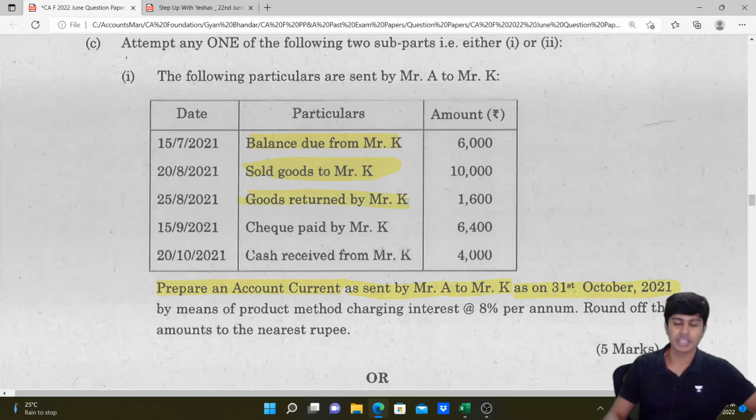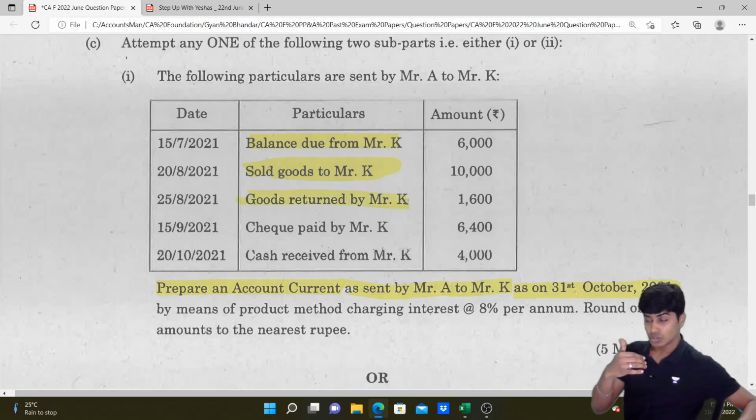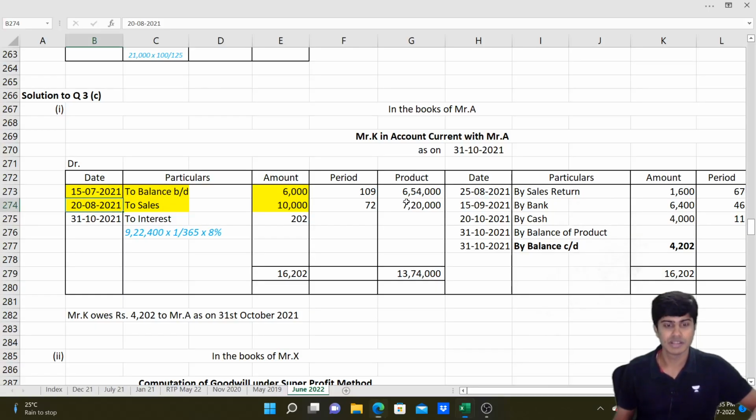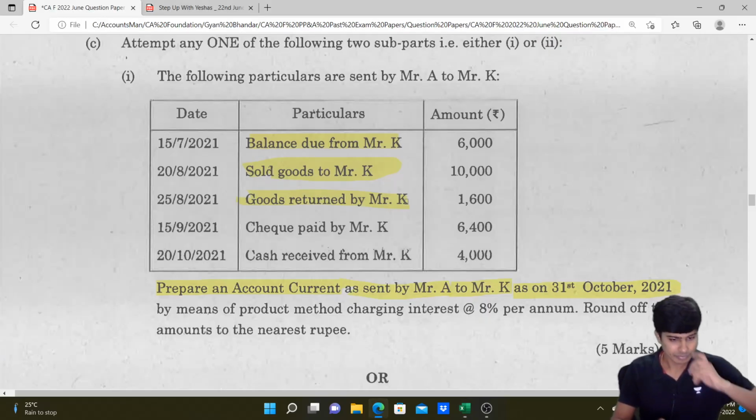Then what do we have? Goods returned by Mr. K. K has returned goods. If K hadn't returned goods, K was supposed to pay us money. So amount receivable from K will reduce. Debtors balance will reduce. This has to come on the credit side. In another way, it is sales return. Journal entry is sales return account debit to K. This is like K account. So I'll write on the credit by sales return 1600. Got it?